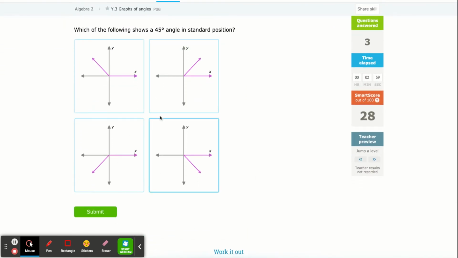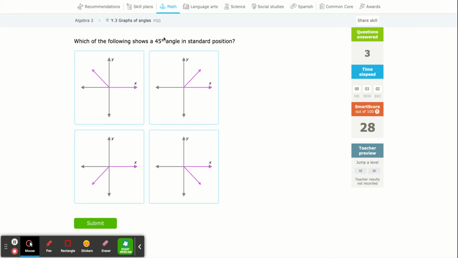Now we're starting to get into some partial angles. So again, a 45-degree angle in standard position. You always have to start here, and you're going to rotate in the positive or counterclockwise direction until you get to 45, which is this one. And none of the others are even close, because that's well more than 90, that's well more than 180, this is well more than 270. So it's this one right here.